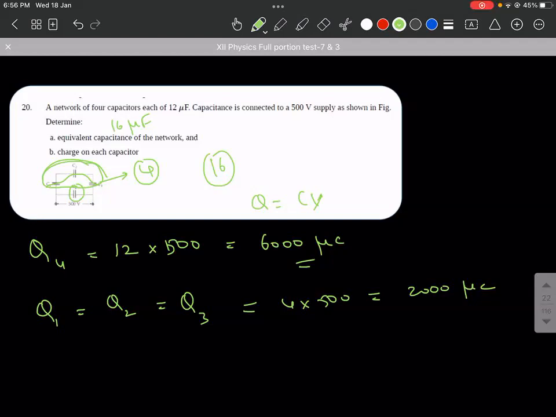Now, write down the algorithm. First find the equivalent capacitance. On the equivalent capacitance, calculate the potential difference across that, and multiply both. That is the answer. So it has nothing to do with whether they are of equal values or different values.